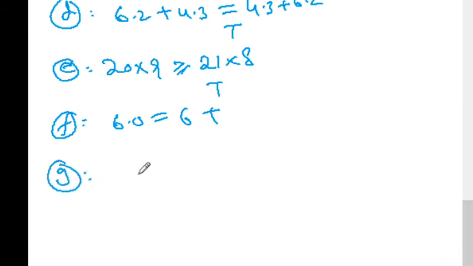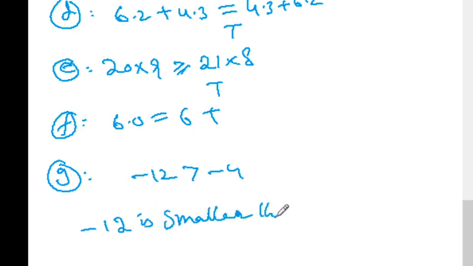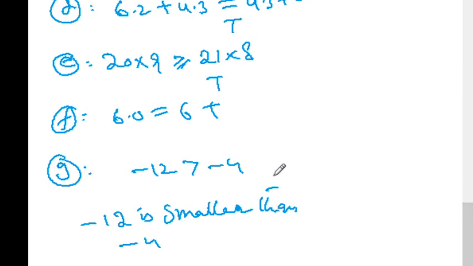Then part G. What is part G? Minus 12 is greater than minus 4. Listen and remember, 12 is bigger than 4. But when the negative sign comes, a bigger number with a negative sign is smaller than a smaller number with a negative sign. So this minus 12 is smaller than minus 4. So it's false.